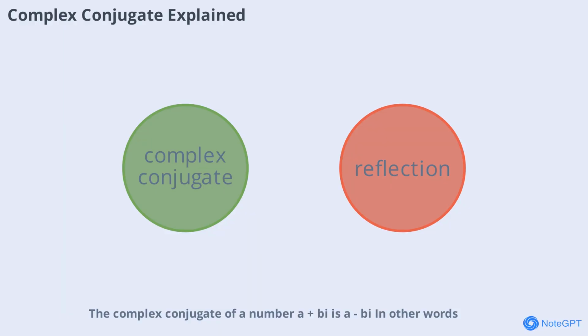The complex conjugate of a number a + bi is a - bi. In other words, you change the sign of the imaginary part. Conjugates are useful for simplifying expressions and performing division. They also have interesting geometric interpretations on the complex plane as they reflect points across the real axis.